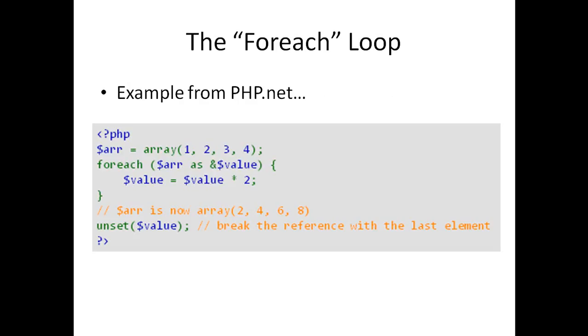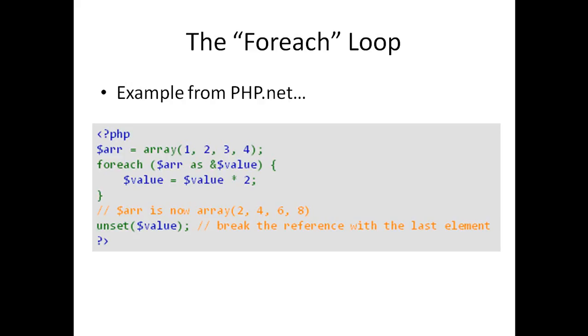Alright, so here's an example from php.net. $r equals array(1, 2, 3, 4); foreach ($r as &$value) { $value = $value * 2; }. What this is doing, since you are using value by reference, that's what the ampersand means, is that if you do $value = $value * 2, you're literally changing the values in the array. So the comment says the array is now array(2, 4, 6, 8).